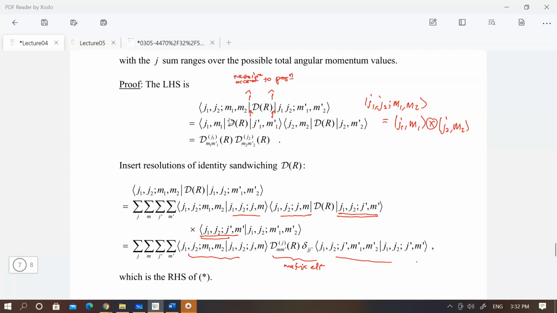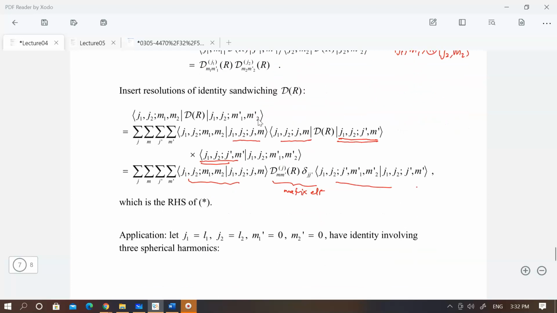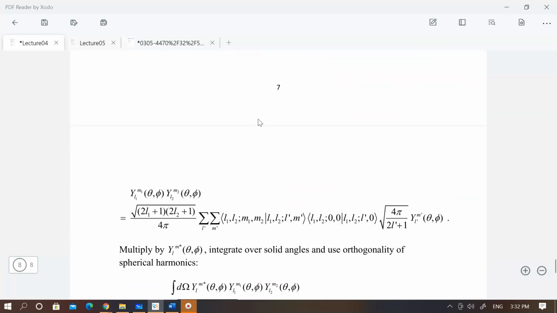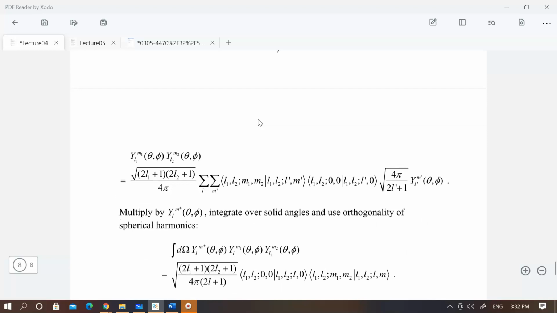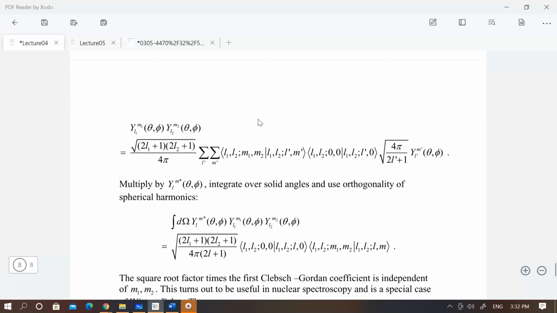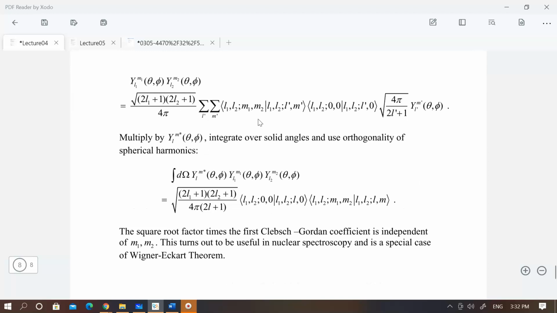So when you resolve to position representation, then you'll be getting your spherical harmonics. So what you have here is essentially a multiplication of spherical harmonics. Instead of the matrix element, you have spherical harmonics multiplied together, and then this will be related to the right hand side given in this particular form. So finally, essentially this is like an identity for your spherical harmonics.